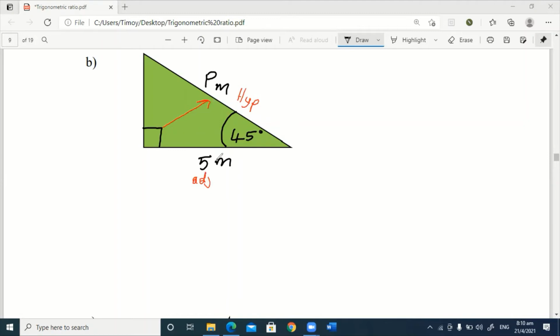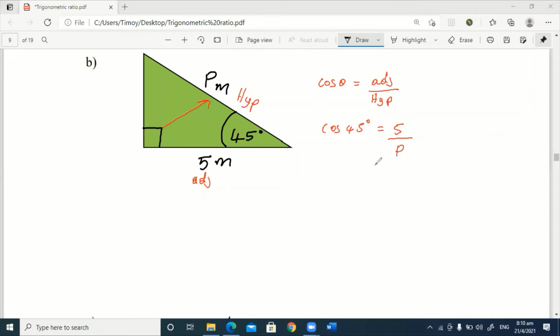Now, the most suitable ratio here is going to be the cos of an angle. So we know by definition, cos theta is equal to the adjacent length divided by the hypotenuse length. From here, it's all about substitution. What is theta in this case? That was 45. So it's going to be cos of 45 degrees is equal to the adjacent length. What's that? That's just 5 meters in this case. So that's just 5 divided by the hypotenuse length, which is P in this case. That's what we want to find.